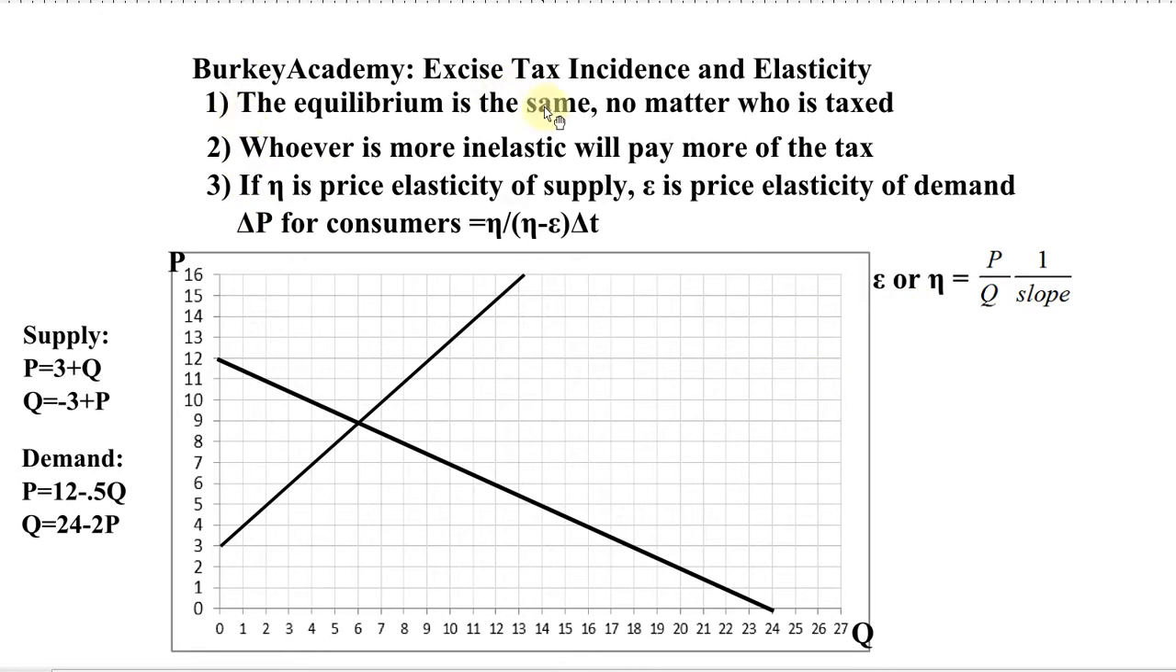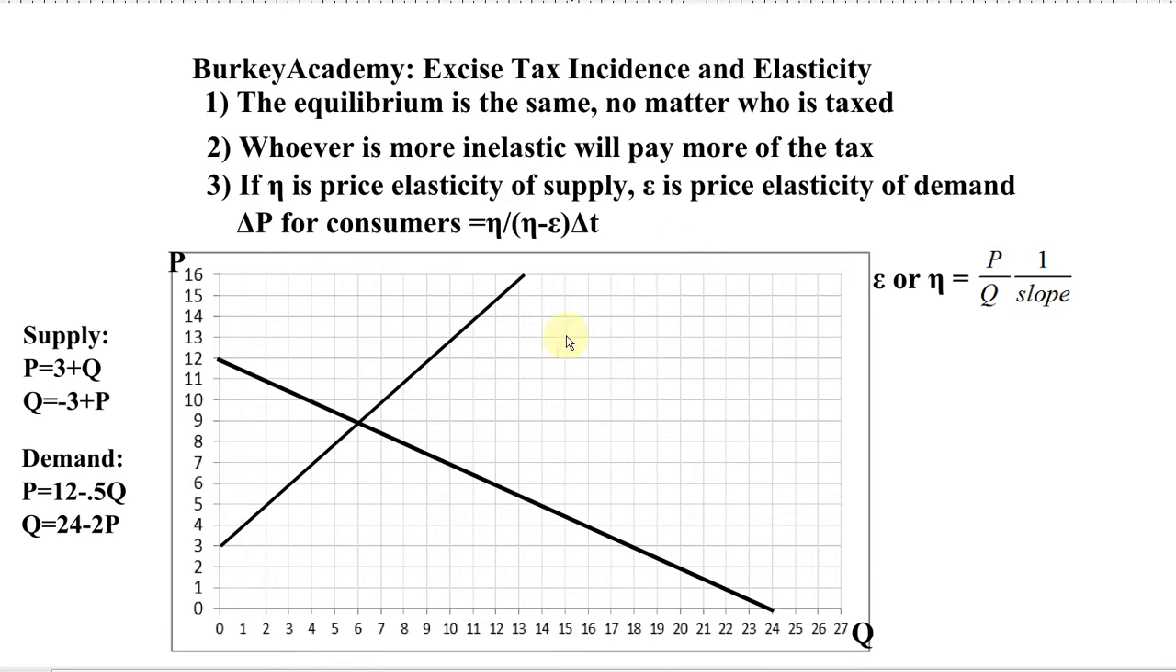The first is the equilibrium is the same no matter who is taxed. It doesn't matter if you put a tax on the seller or a tax on the buyer. Whoever is more inelastic is going to pay more of the tax. So we'll demonstrate that. And then we're going to use this formula where, if we have the price elasticity of supply, call it eta here, and epsilon here is the price elasticity of demand, then the change of price for consumers can be calculated using this little formula right here, and then you can figure out how much of the tax is going to be paid by the producers.